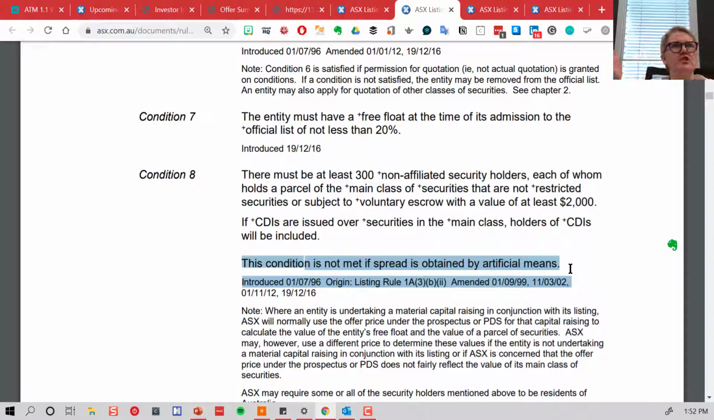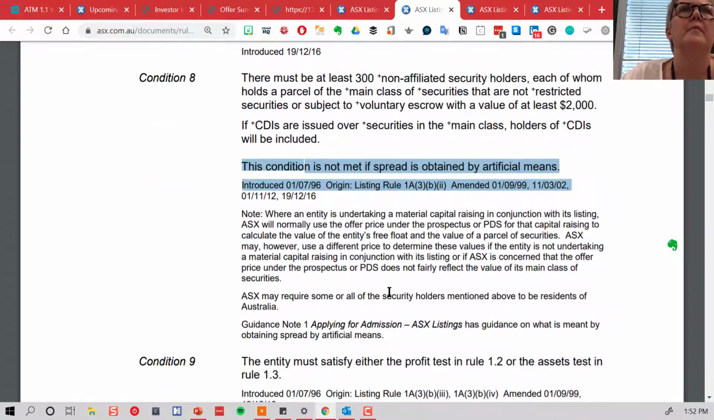So you need to show that you have, the word that we use in the industry, and I don't know why they don't use it in the rules, because they're not shy about using jargon in the rules, is spread. You need to have a sufficient spread of shareholders. Now I say that and I've highlighted the word spread.